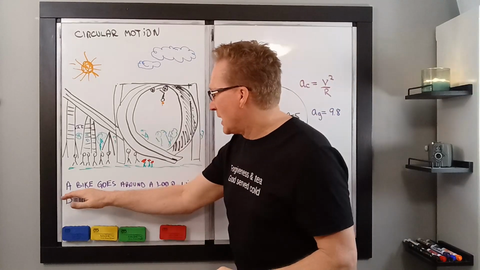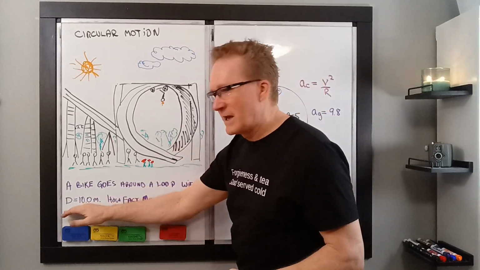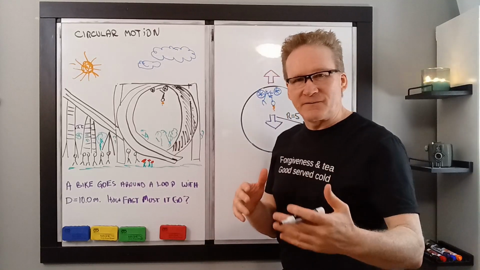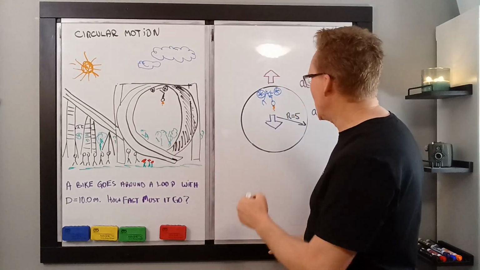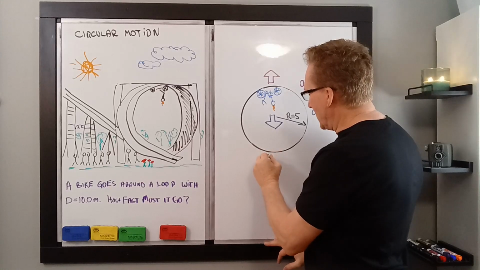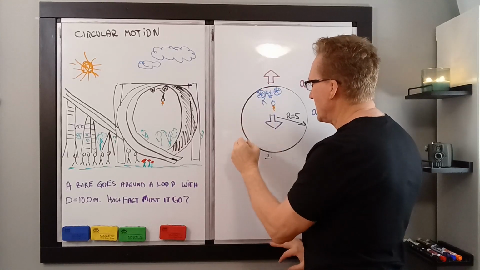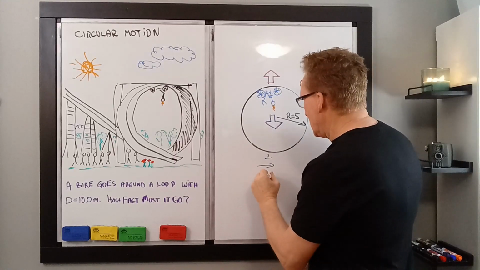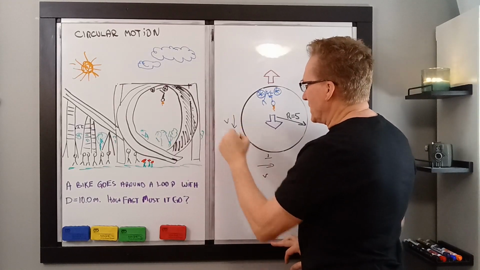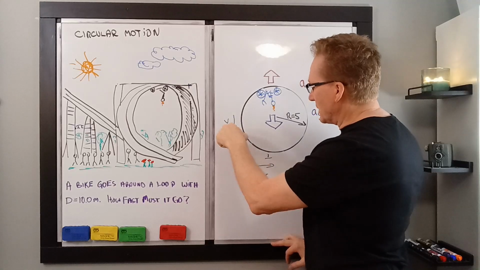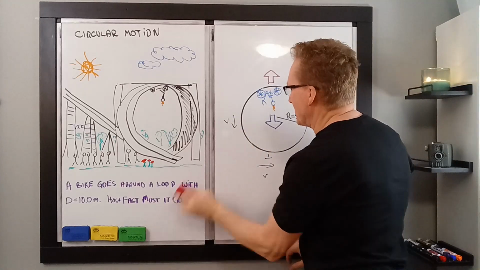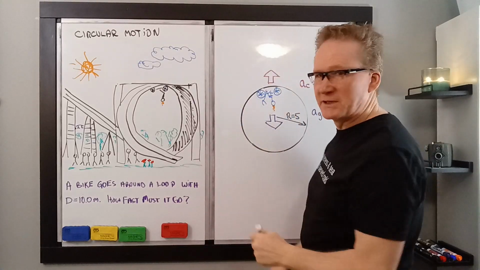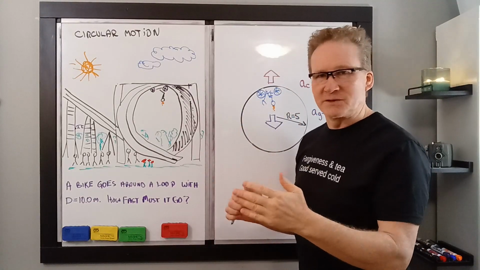So here's the problem. A bike goes around a loop with a diameter of 10.0 meters. How fast must it go? This problem is a little bit different than, say, a Ferris wheel. If we had a chair here and a chair here on the side, the absolute value of the velocity here would be the same as the absolute value of the velocity here. The vector direction would be different, but the absolute value of the velocity would be the same everywhere, because everything in a Ferris wheel is rigidly locked together with metal, so it all has to go at the same velocity.